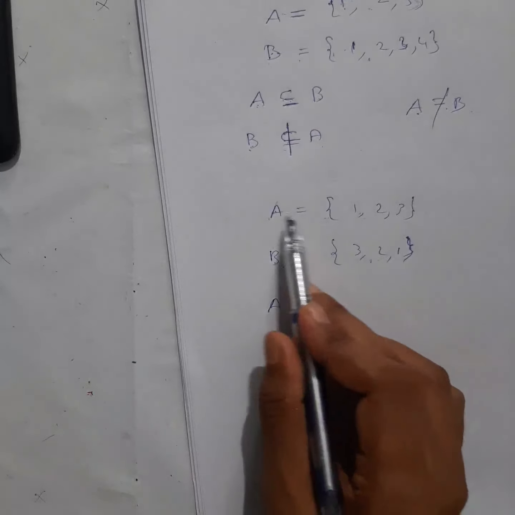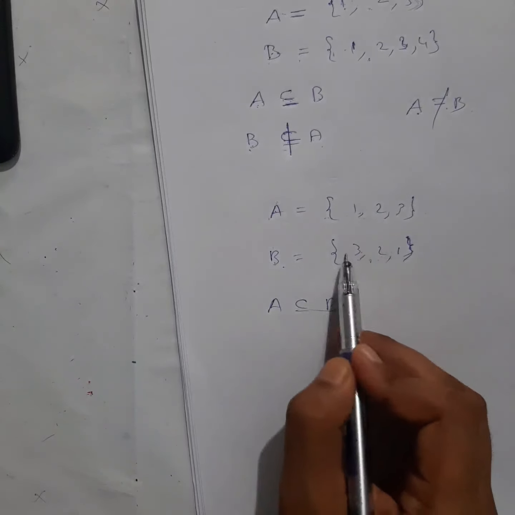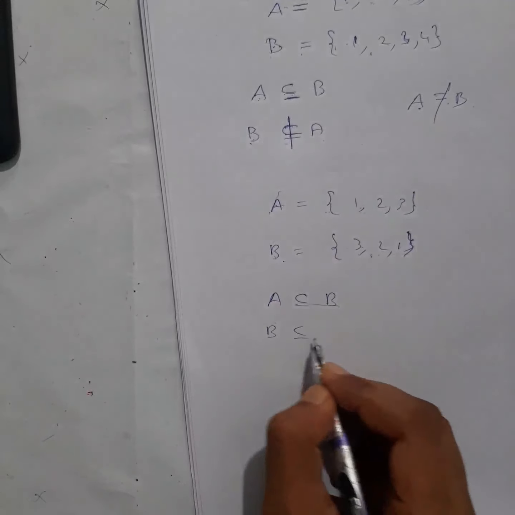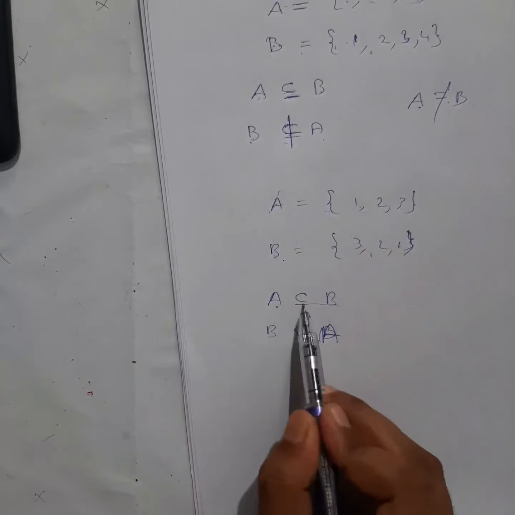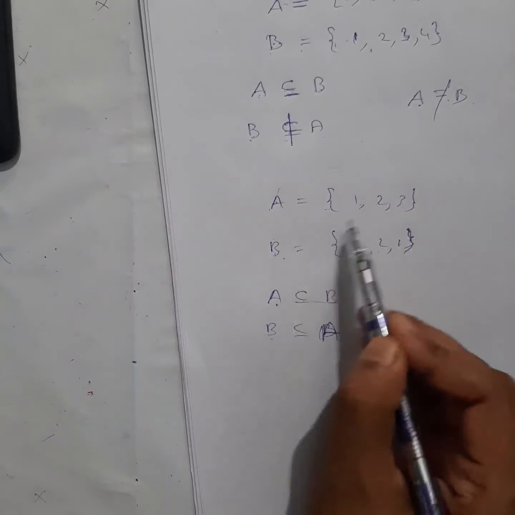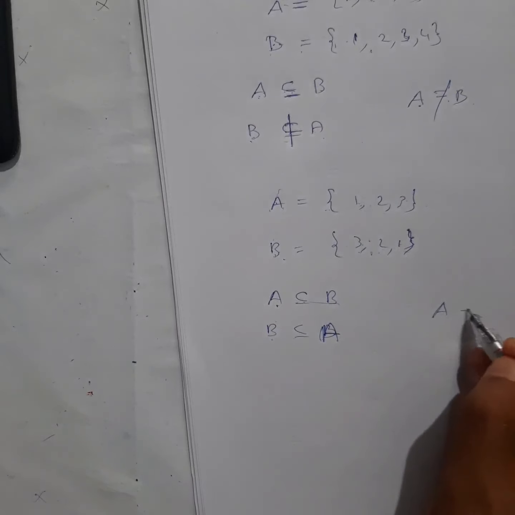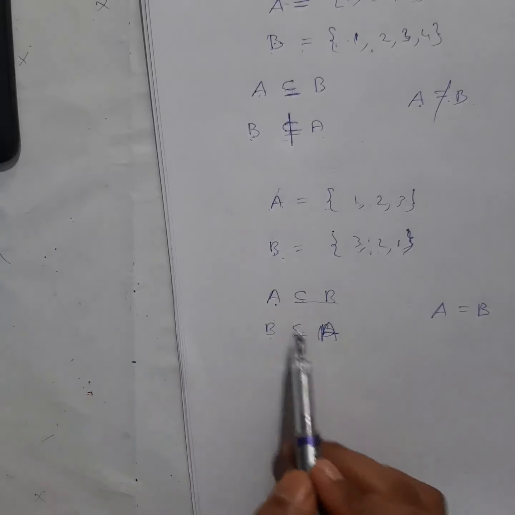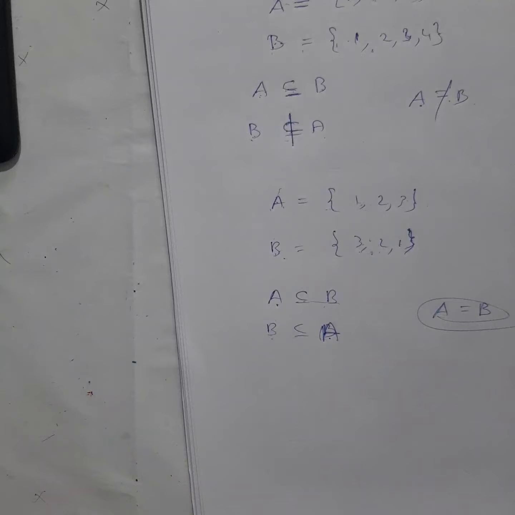Now what about B a subset of A? Let's see whether every element is there or not. 3, 2, 1 is there. So B is also a subset of A. Now you can see whenever A is a subset of B and B is a subset of A, they are also equal. You can see they are equal sets: 1, 2, 3, and here also 1, 2, 3. So it is an equal set. You can take any random example like that where A is a subset of B and B is also a subset of A, and you will always get A equal to B.